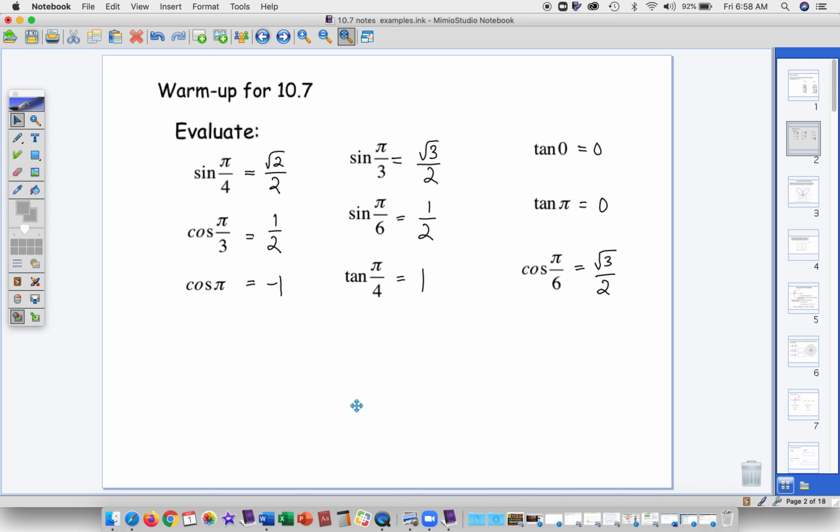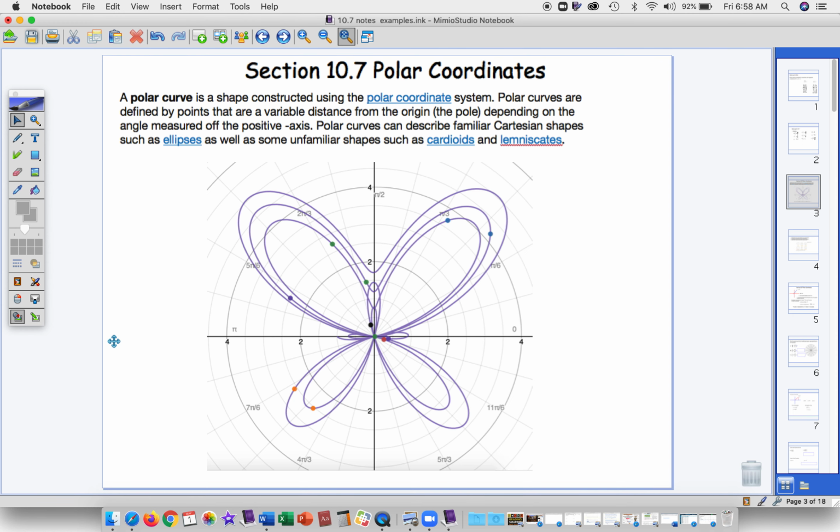Takes a little bit to get those gears turning sometimes, right? All right, so let's begin the section.